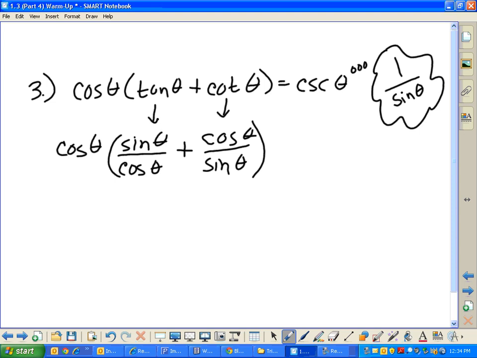Did you distribute the cosine in next? That is what you're going to do. You're going to distribute your cosine into the parentheses here. So if you distribute cosine to sine over cosine, these cosines go away, and you're left with the sine of theta. If I distribute now cosine of theta into the second fraction, I can't cancel. That's super annoying. We end up with cosine squared theta over sine theta.